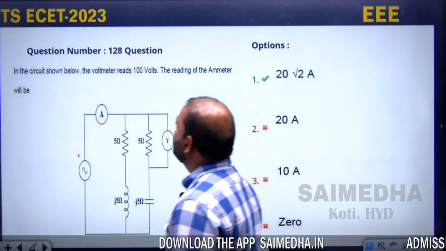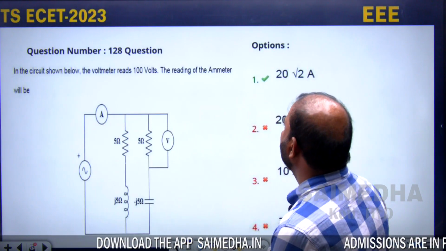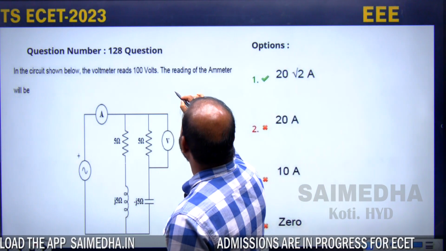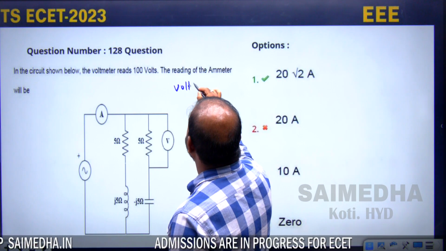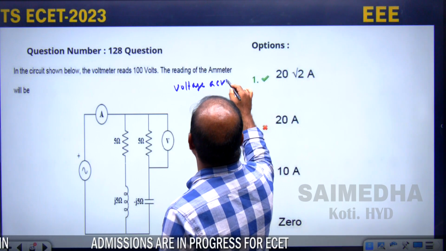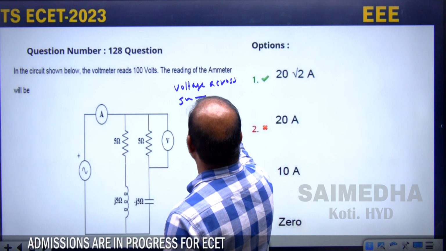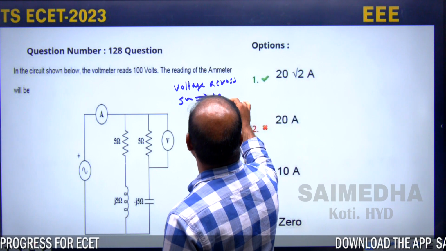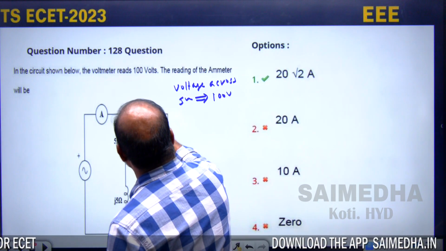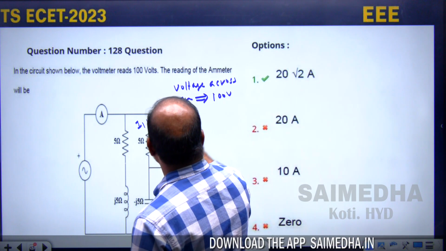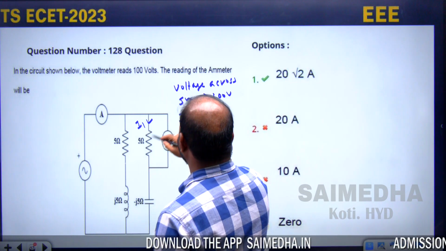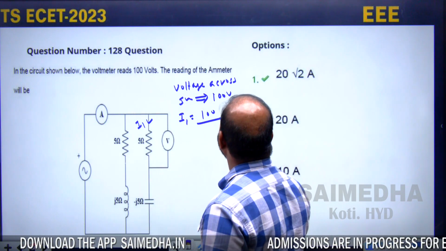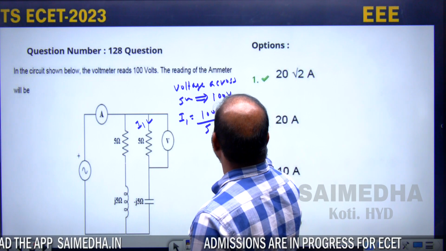Next question. In the circuit shown below, the voltmeter reads 100 volts. Find the reading of the ammeter. The voltmeter is reading 100 volts, which means the voltage across this 5 ohm resistor is 100 volts. Then what about the current flowing? Assume that the current is I1. So I1 is equal to 100 by 5, which is 20 amperes.